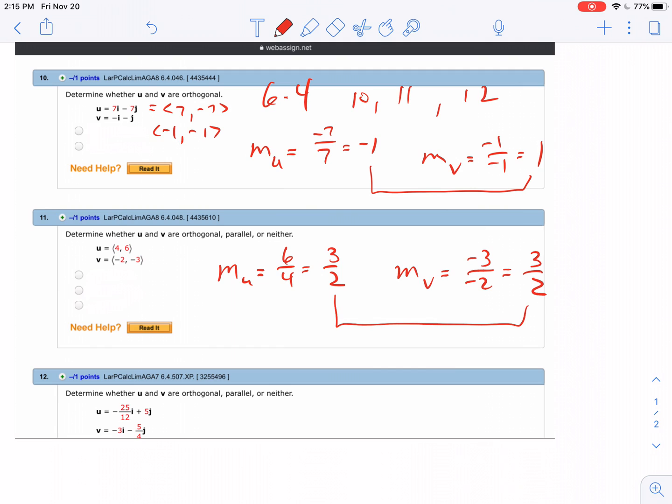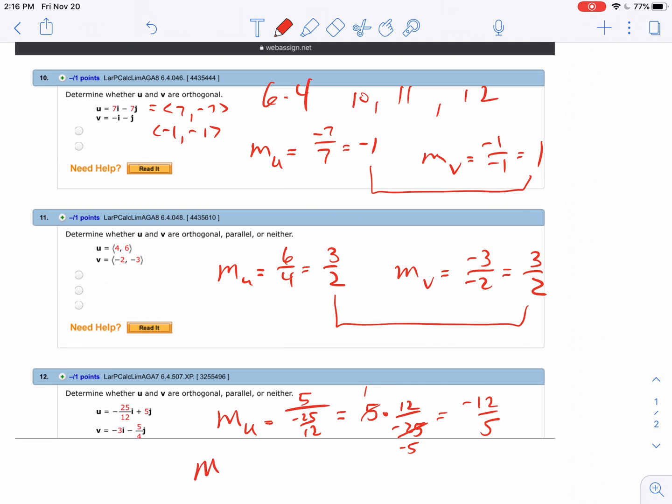Now on this one down here, the numbers are a little more difficult, but you still would do the slope. The slope of u would be 5 over negative 25 over 12. I can just do this like 5 times 12 over negative 25. So I can cross off the 5, that's a 1. I'm dividing both of these by 5, and I'm getting negative 12 over 5. You could go to your calculator and do 5 divided by the fraction. Just put the fraction in parentheses before you do the division.